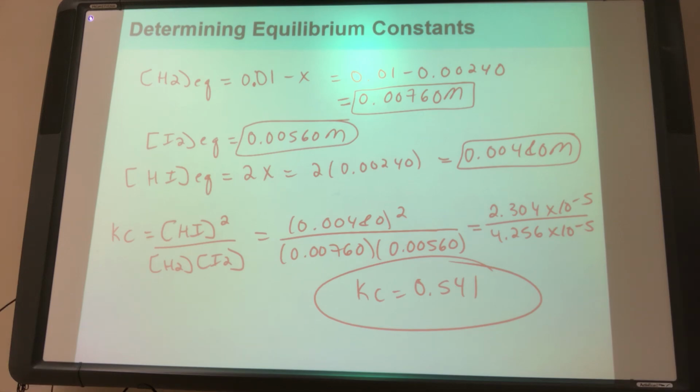All right, we're going to practice some more of these, but I want you to start getting used to seeing an ICE table, okay? An ICE table is going to be really important because we can only plug into my Kc right here equilibrium concentrations. If it's not an equilibrium, you can't plug it in.